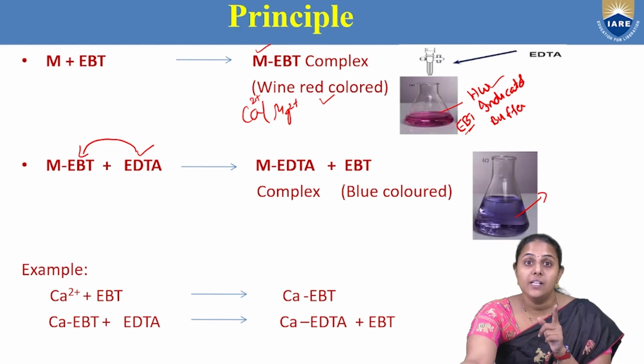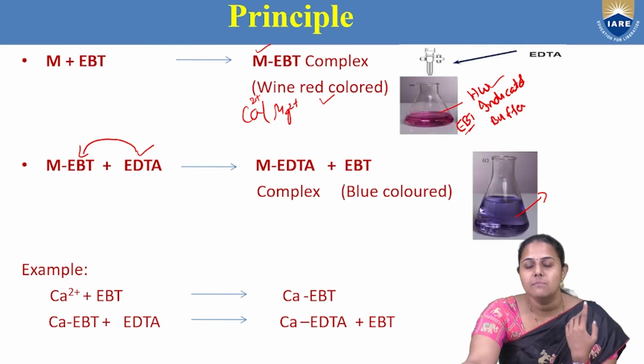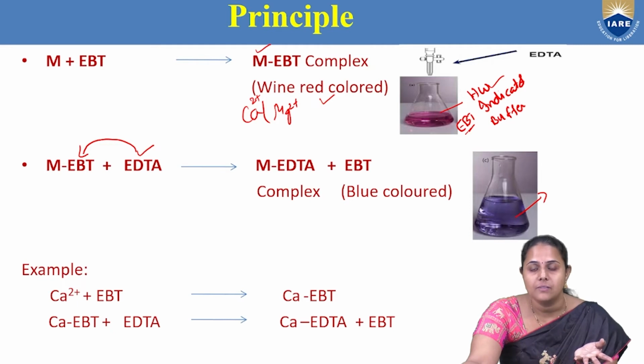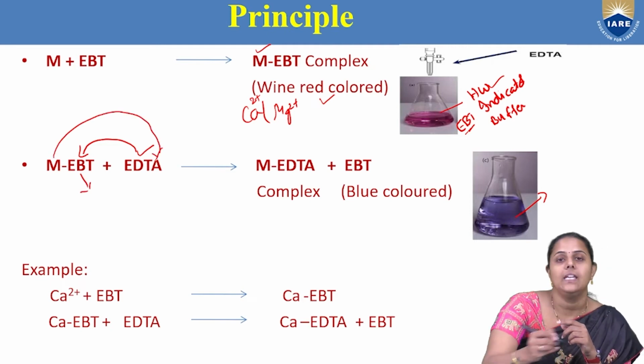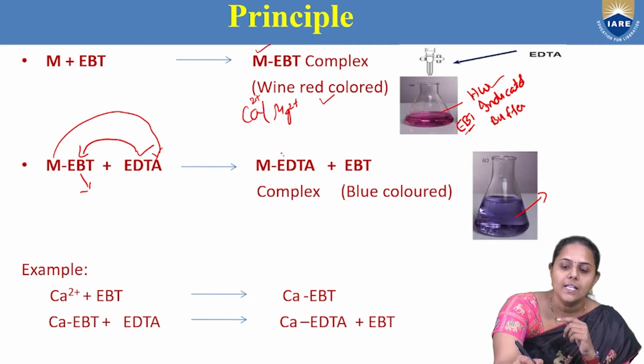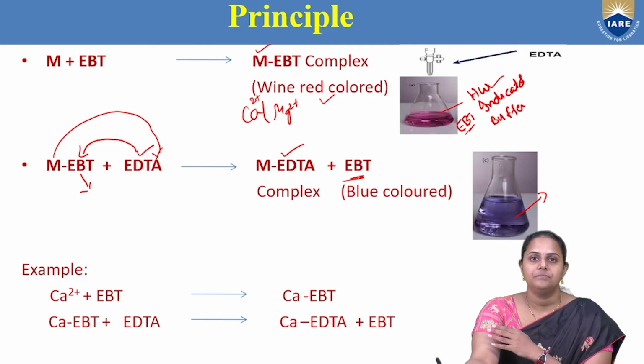Metal and EBT complexes are unstable. When the metal sees this EDTA, it thinks, "I am very unstable. If I combine with the EDTA, I will become very stable." So in order to attain stability, the metal will leave behind the EBT and combine with EDTA to form metal EDTA complexes, and EBT will be left over.